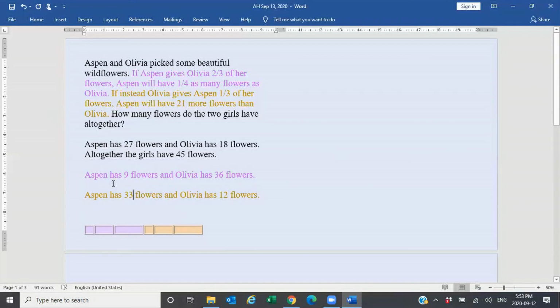All right, so it says Aspen will have 21 more flowers than Olivia. We can see that if we take 12 away from 33, we will get 21. So Aspen does have 21 more flowers than Olivia. We know that the gold statement is true. Therefore, we checked both. Therefore, our answer is correct. Because we checked both of the statements and they matched up with our answer. So our answer, 45, is correct.